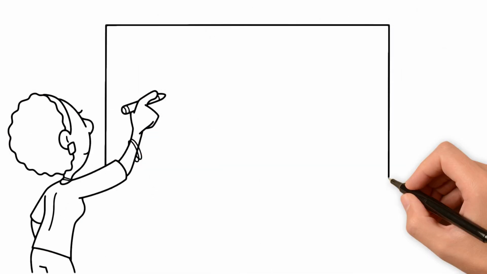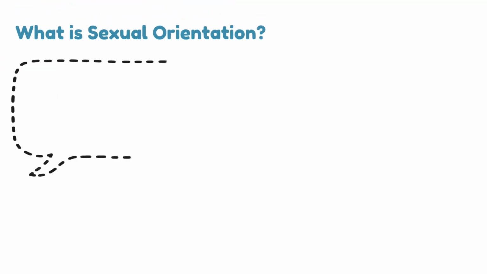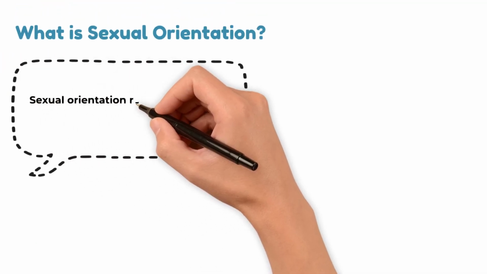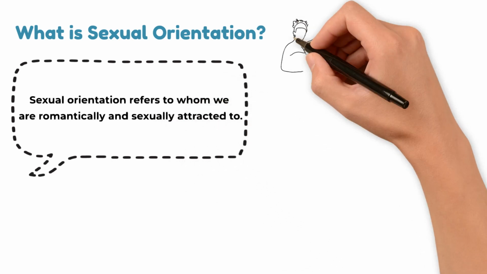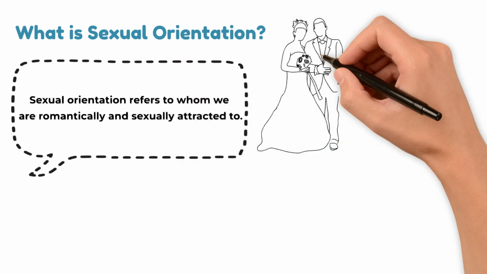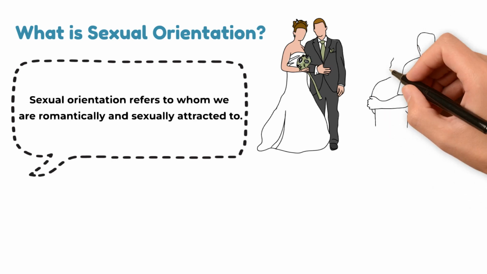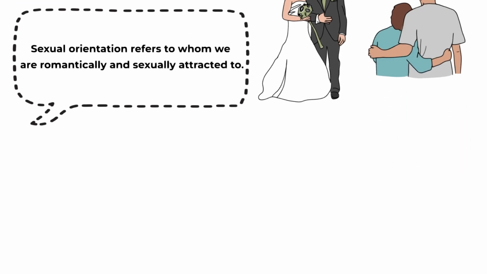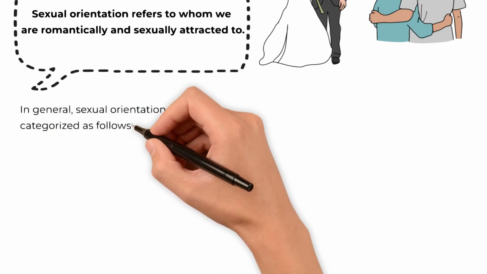We'll delve into an important and often discussed topic: gender identity and sexual orientation. What is sexual orientation? Sexual orientation refers to whom we are romantically and sexually attracted to. It reflects our preferences in choosing a partner and describes whom we feel a romantic or sexual attraction toward and with whom we desire an intimate relationship.